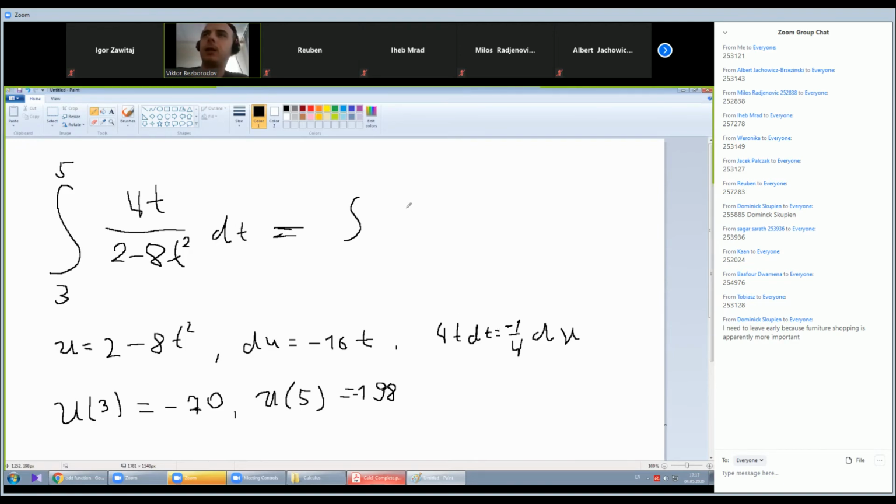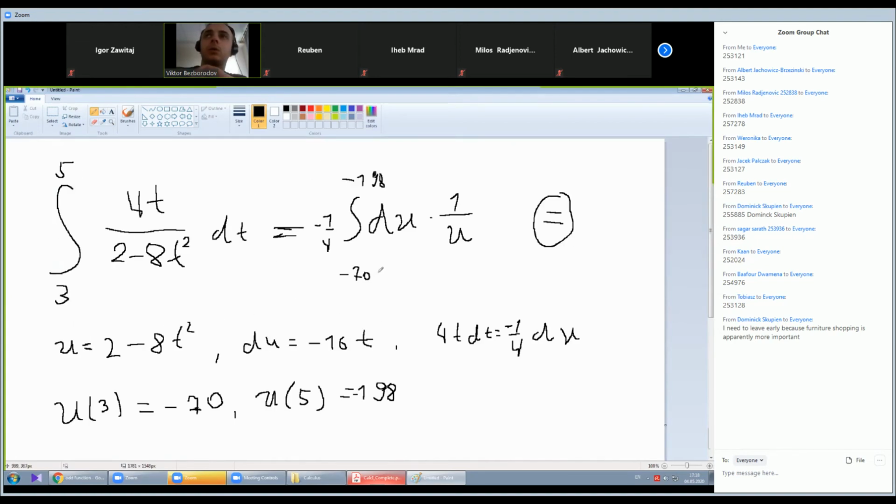So the integral equals, for 4t dt, -1/4 du. I put -1/4 in front, du I put here, and then I have 1 over u, and then the limits from -70 to -198. One remark here: I wrote du first and then the function. This is not conventional, but it is also okay. It's usually not written like this. Okay, then we continue.